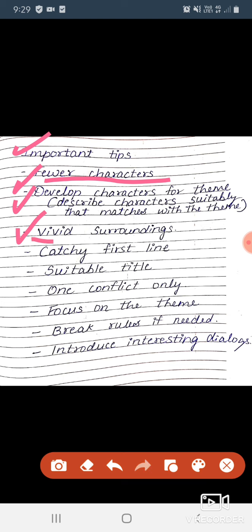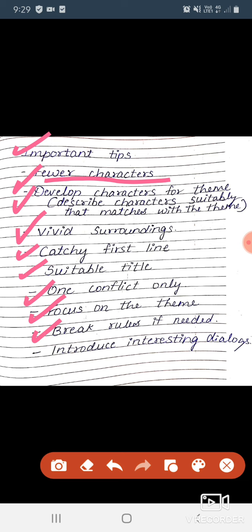Vivid surroundings. That means try to involve a variety of surroundings. Vivid means variety, so you can include different surroundings as your story moves forward. Try to make the first line catchy. Catchy means interesting, something which draws your attention so the reader will be interested to read. Write a suitable title. Write only one conflict, that means only one problem. Focus on the theme, don't switch between themes, focus on only one theme.